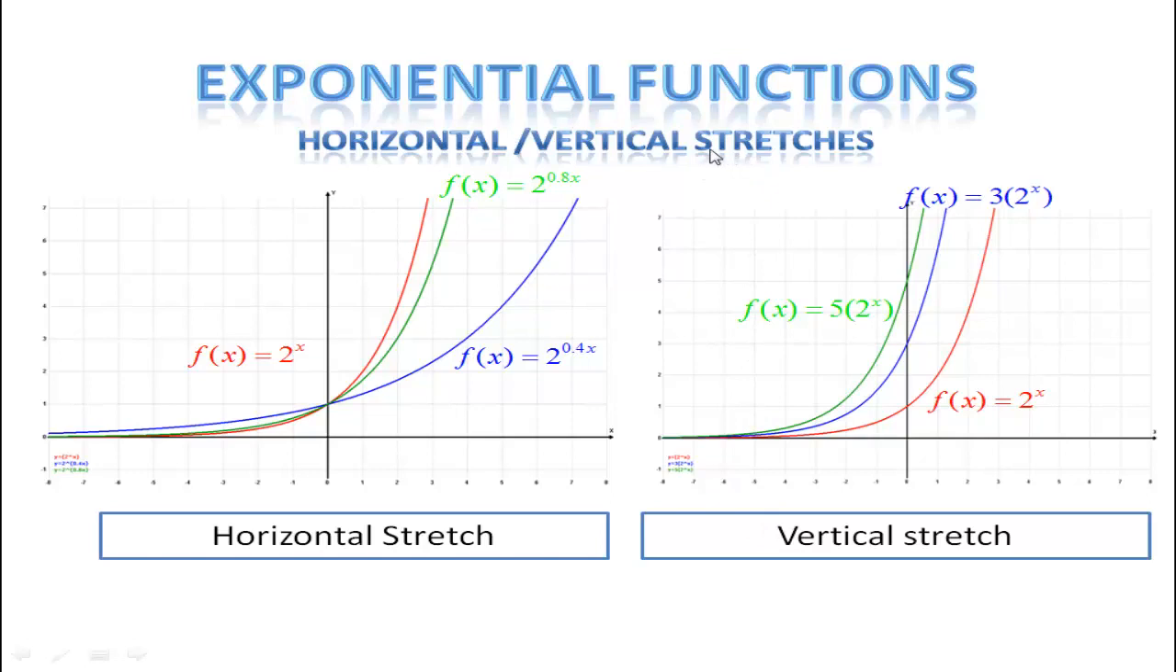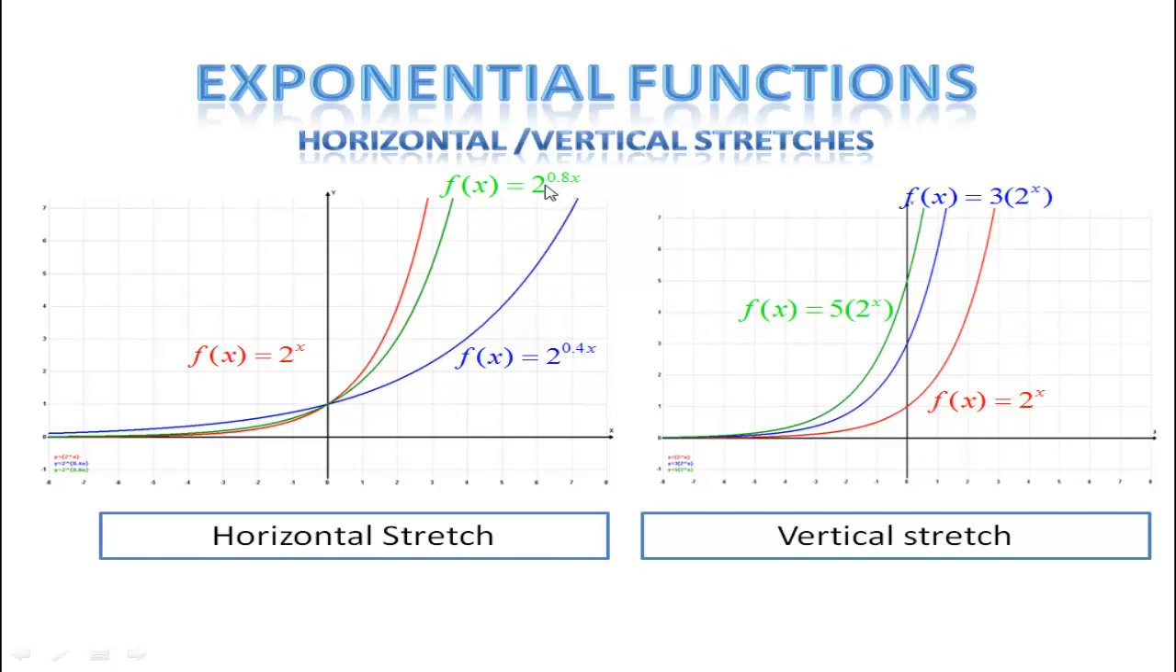Horizontal and vertical stretches. Here's my parent function, 2 to the x. That's the red function. Horizontal stretch. That's like picking up this x-axis by both sides, okay, if it were possible, and pulling outwards. It's like pulling the x-axis outwards. That makes a horizontal stretch. Okay, and here's what that looks like. Here's an example. 2 to the 0.8x power, 2 to the 0.4x power.